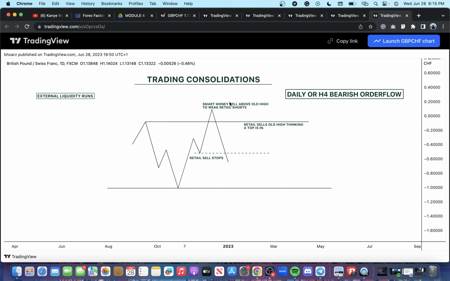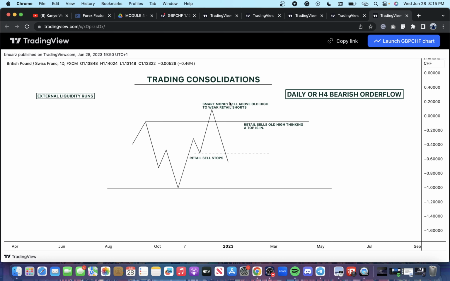So for crosses, all you're looking for is a pair or an asset that has the base currency from the same region, and the code pair is the same. So you cannot compare CAD JPY to Euro JPY. They're not from the same region. Euro and CAD are not from the same region, even though they both have yen as the code pair.